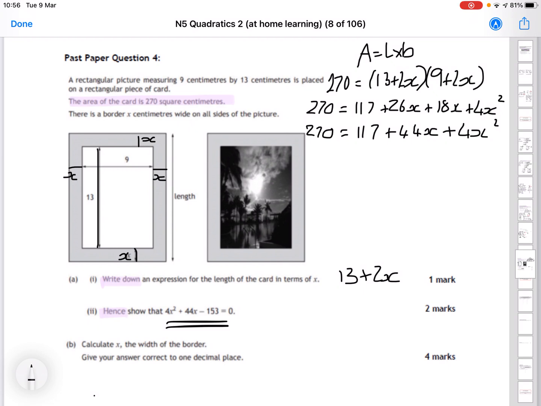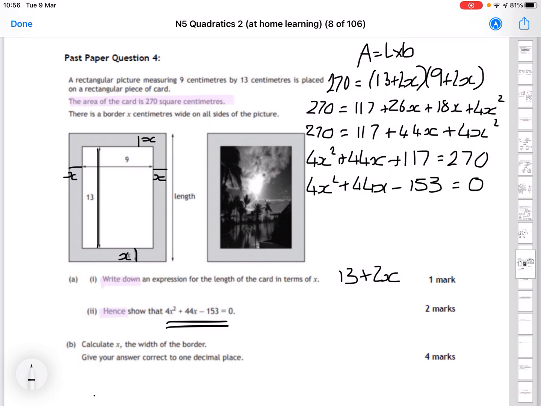What I would do at this point is turn this round so that the 4x squared is on the left. So 4x squared plus 44x plus 117 equals 270. And then we're going to take away 270 from both sides so that we have equals 0 on the right. So 4x squared plus 44x. If we do 117 minus 270, we get minus 153 equals 0. So that is now matching up with what we were asked for in the question.